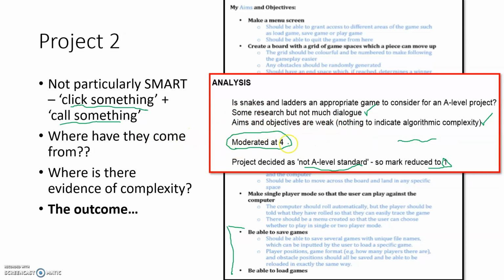So originally it was given a 4, and I think the average for this was around 6 marks, wasn't it? But actually, because it wasn't A-level standard, it was moderated down to 1. So just highlighting that importance of conveying that complexity to the marker.